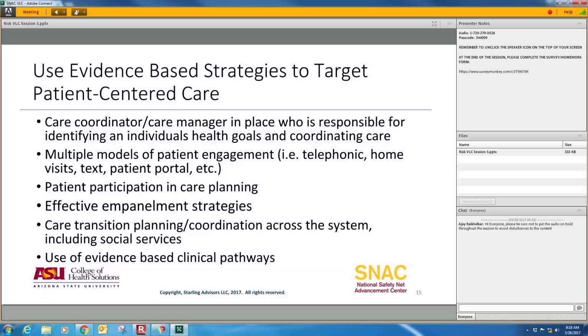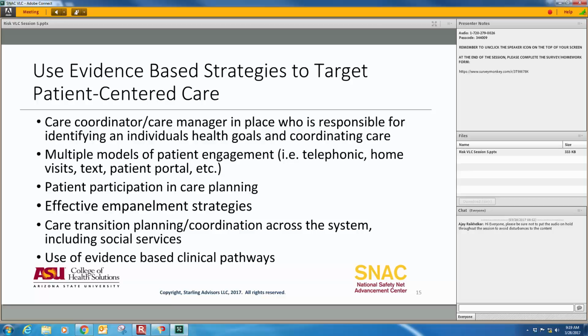But obviously one of the most critical pieces around targeting these risk management activities is having a care coordinator or a care manager who's identified and whose goal is to manage and respond to the individual's needs. They have that role of not only setting the clinical goals for the patient, but also helping to coordinate their care.